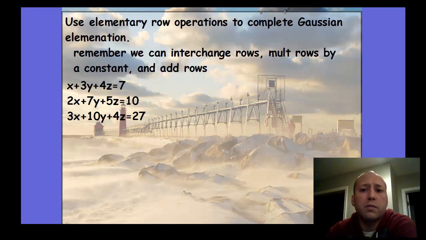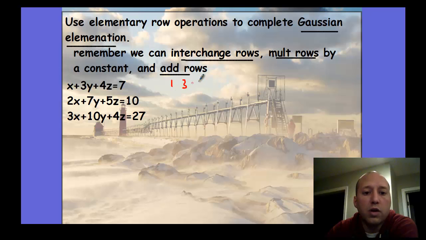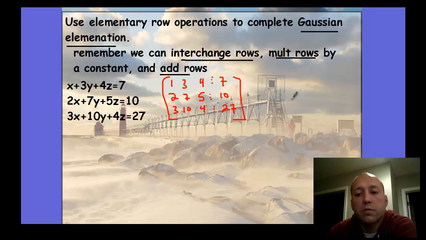So the Gaussian elimination, same thing we did in the previous section, except instead of leaving it in a system format, we're just going to put it in a matrix format. So remember, you can interchange the rows, you can multiply rows by constants, you can add or subtract the rows. So we're going to have 1, 3, 4, dots, 7, 2, 7, 5, 10, and 3, 10, 4, 27. So here is our first step. So there's our augmented matrix.